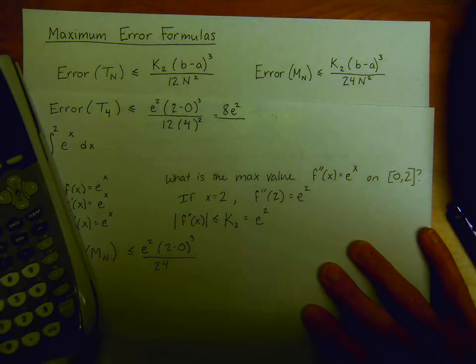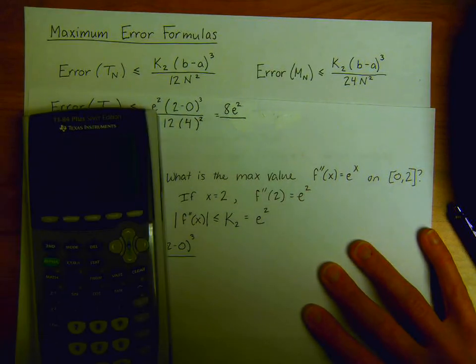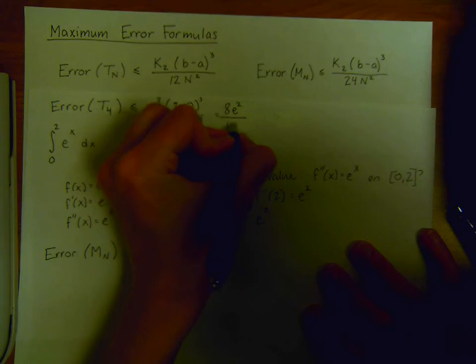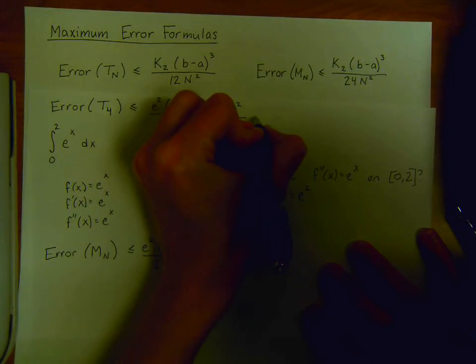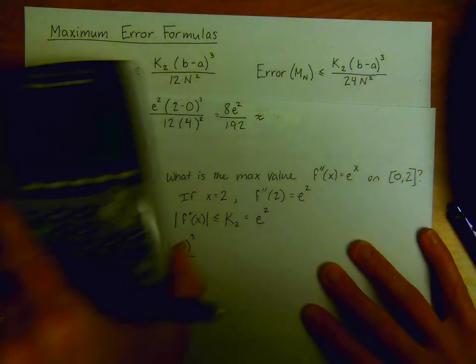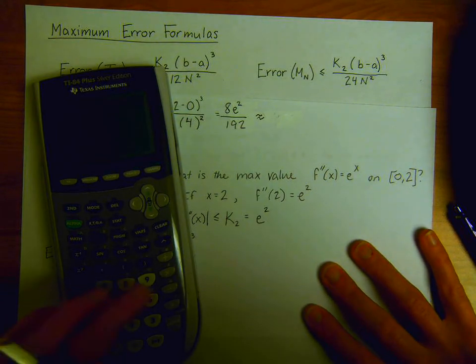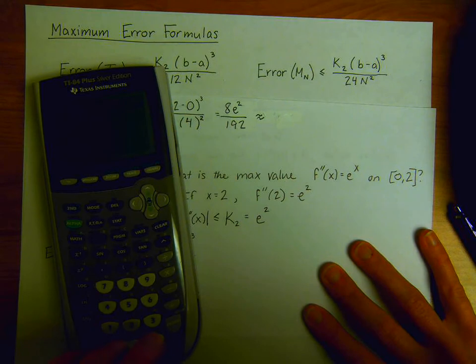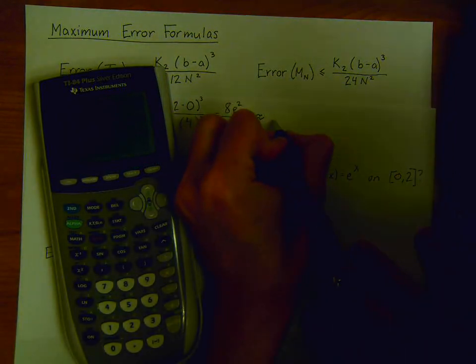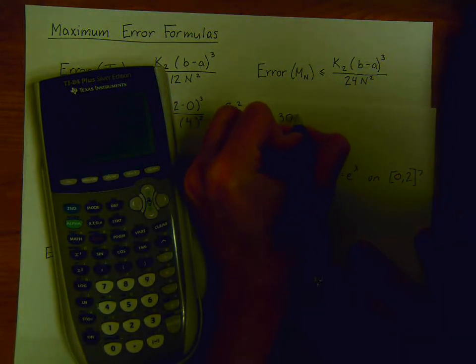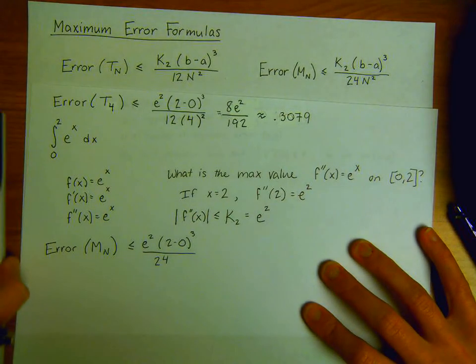12 times 16 is something I don't know in my head. I can bust out my calculator. 12 times 16 is 192. So that means that our error bound is approximately equal to 8 times e squared divided by 192, which is about 0.3079.